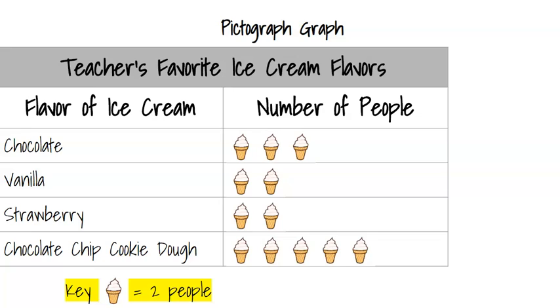Now, one more question before we keep going. What is the difference between the number of people that like chocolate and the number of people that like vanilla? So you're going to figure out how many people like chocolate. 2, 4, 6, and then we have 2 and 4. So you're going to be doing 6 minus 4, which is 2.